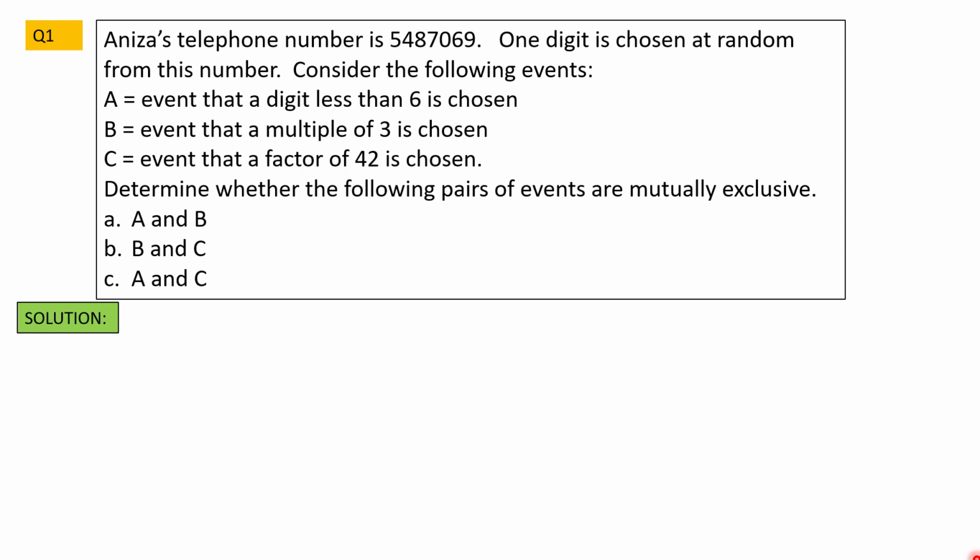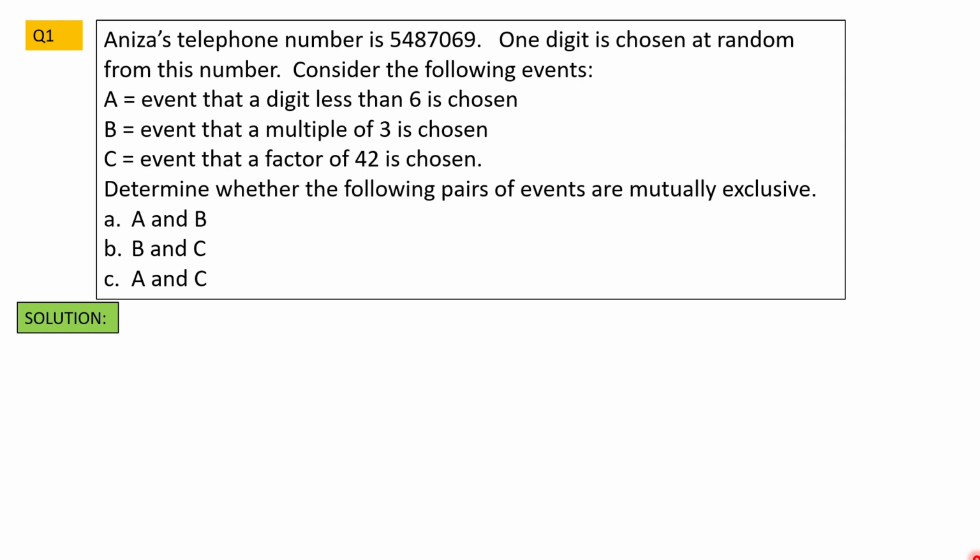Consider the following events. A is an event that a digit less than 6 is chosen. B is an event that a multiple of 3 is chosen, and C is an event that a factor of 42 is chosen. Determine whether the following pairs of events are mutually exclusive.